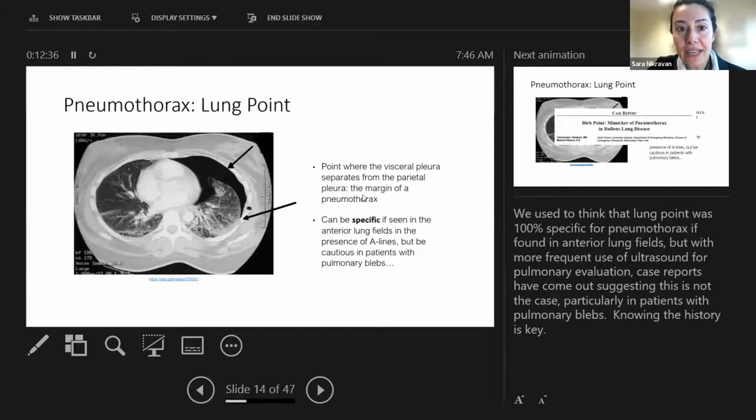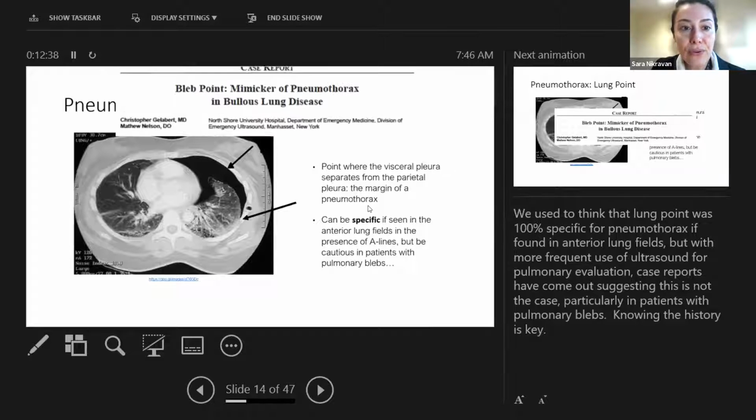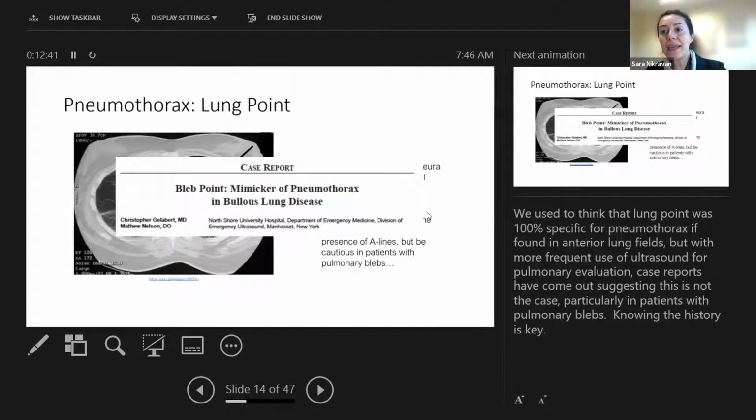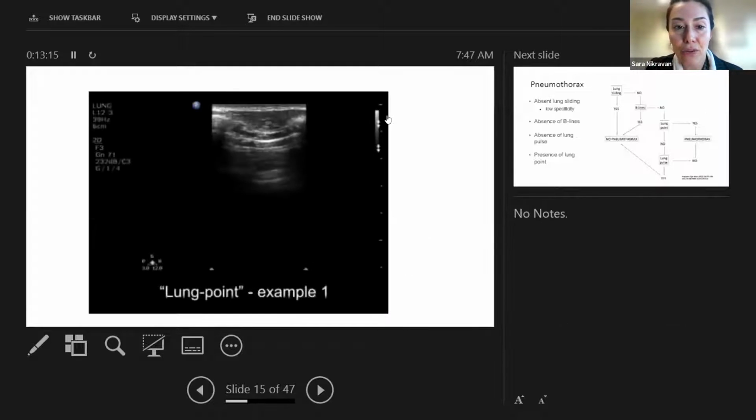Now, be very careful in patients who have blebs, because we thought before that if you saw this in the anterior lung fields, then there was no way a patient could have a pneumothorax. But in 2015, we started getting more and more reports that as we were doing more lung ultrasound, if the patients have blebs, sometimes you'll see what appears to be a lung point in the anterior fields, and it's not necessarily a pneumothorax. But in general, if you are seeing this in the anterior lung fields in the absence of A lines, which we'll talk about, that is pretty pathognomonic for a pneumothorax.